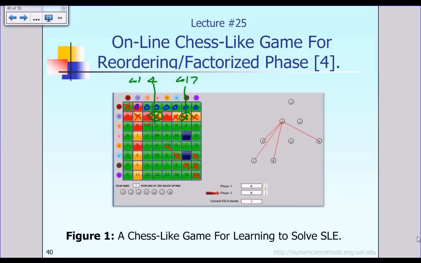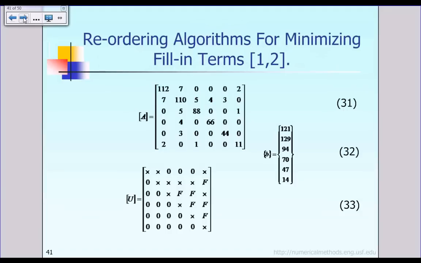Because if you have too many non-zero terms due to fill-in terms, then it will take more computational effort and more computer memory requirement. So for that reason, normally what we want to do, if you see on the next slide, suppose I give you the matrix A.